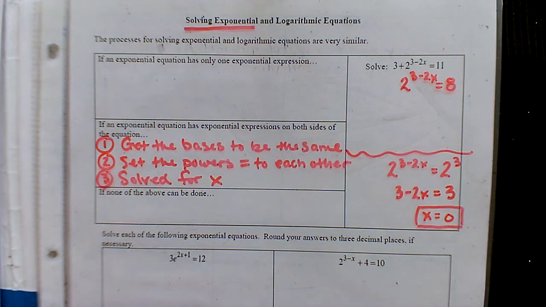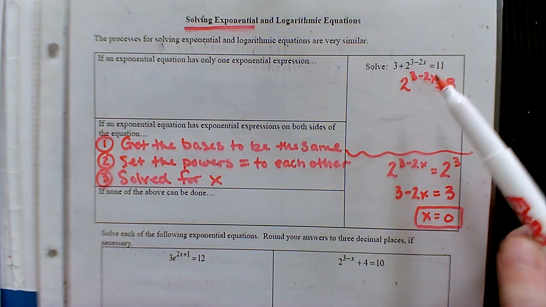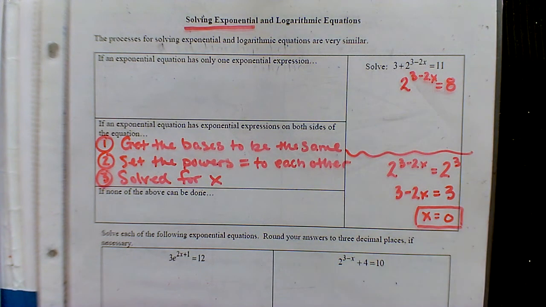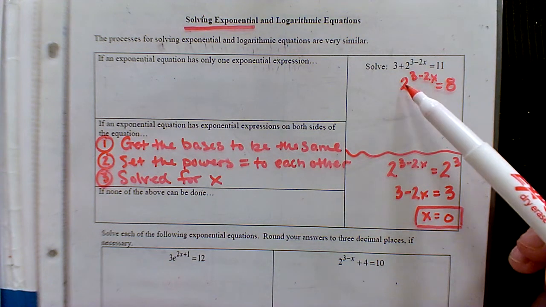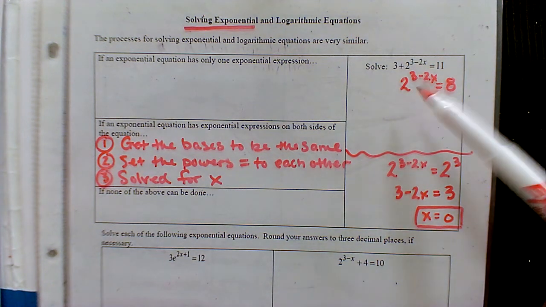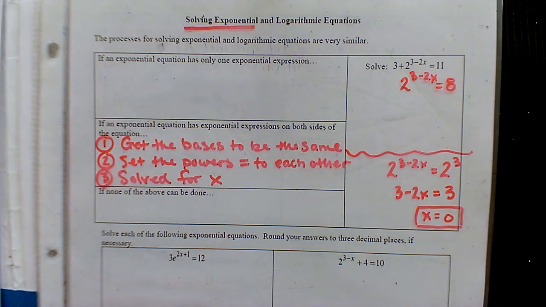Would we divide it over? Is this 2 times 3 minus 2x? No, you see how you're not multiplying? Okay, a common misconception with students is they want to divide the 2 over. But this is not 2 times the power, it's 2 raised to the power.